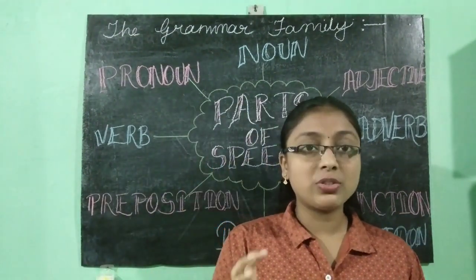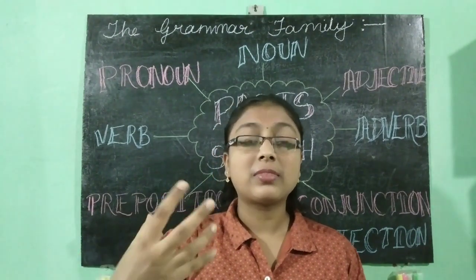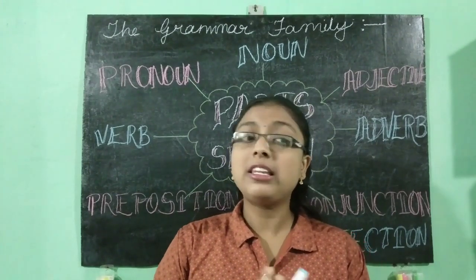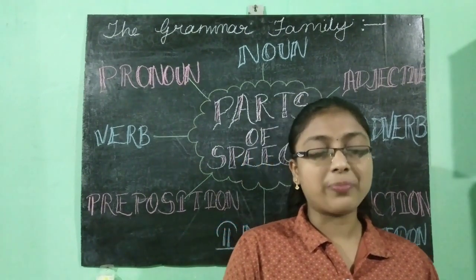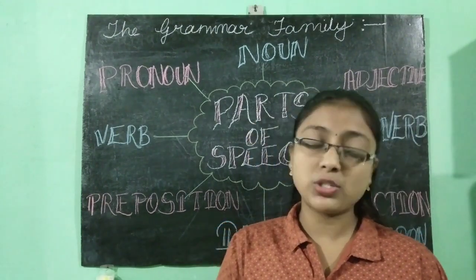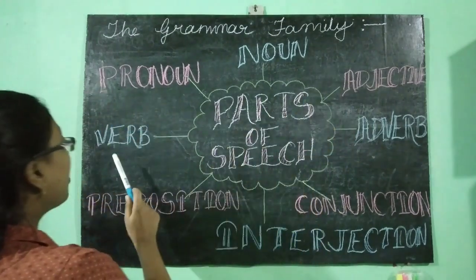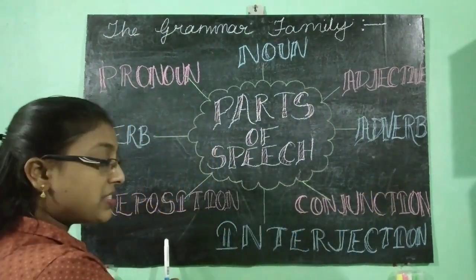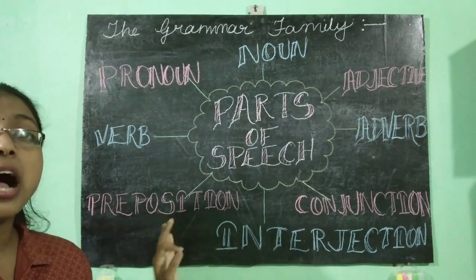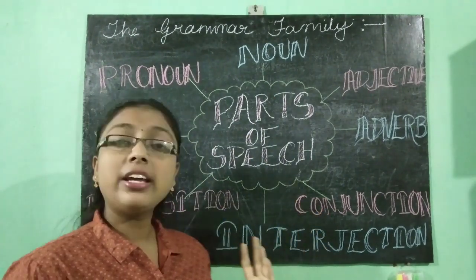I hope that by listening to this short anecdote, you all have developed a general idea about parts of speech, isn't it? And I think that you all will never forget this in future. Okay, so see, there are 8 parts of speech. How many? 8. What are they? Noun, pronoun, adjective, verb, adverb, preposition, conjunction, and interjection. Once again, noun, pronoun, adjective, verb, adverb, preposition, conjunction, and interjection.